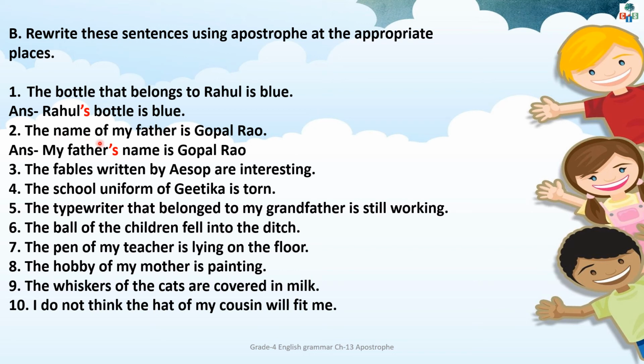Number 2. The name of my father is Gopal Rao. So what you have to do? You have to replace the word of. My father's name is Gopal Rao. So like this, try to solve rest of the sentences.